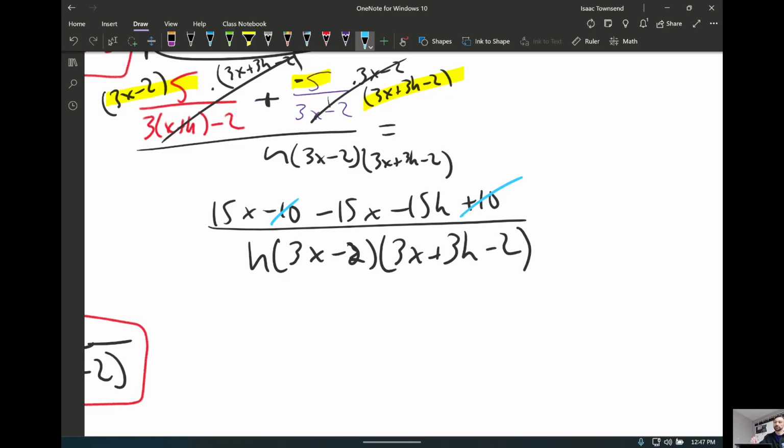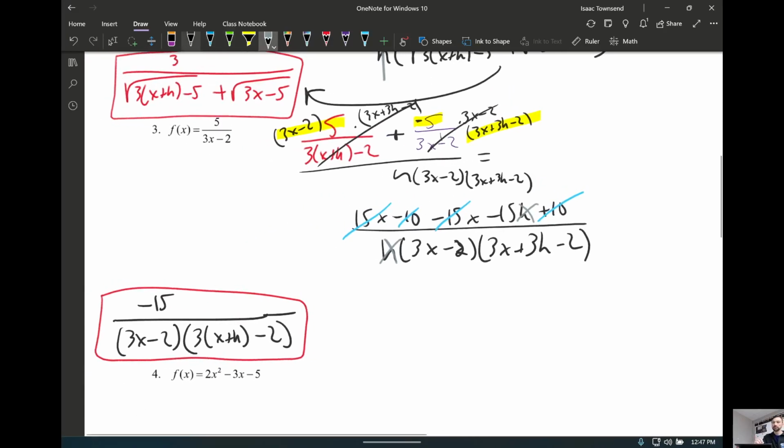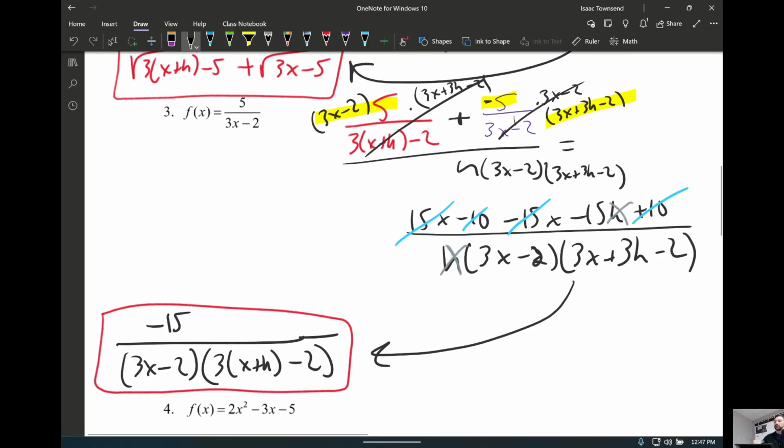10 minus 10 goes to 0, 15x minus 15x goes to 0, times h divided by h cancels out. In the end, you should have been left with only a negative 15 in the numerator, and a 3x minus 2 in the denominator, and also a 3x plus h minus 2 in the denominator. Now you can see over here I distributed the 3, and over here I didn't. They're basically the same. One's not better than the other. So if one was more simplified, then we should stick with that, but it doesn't matter.